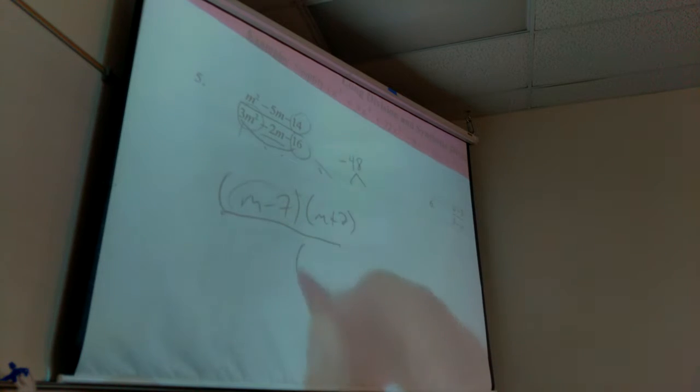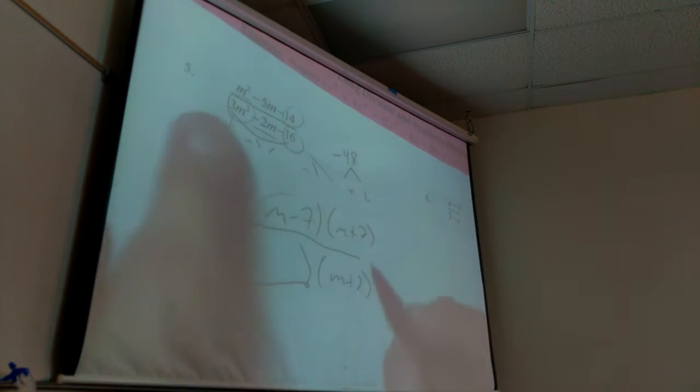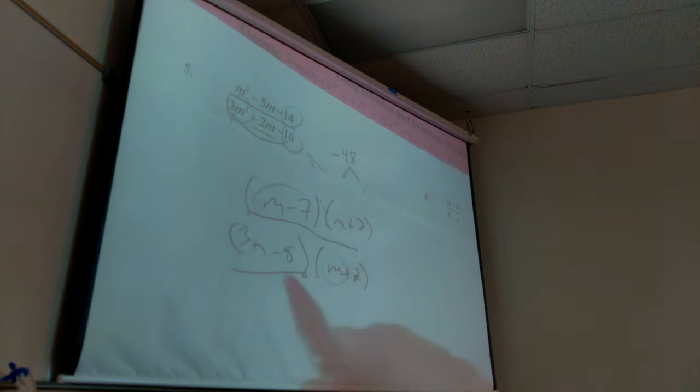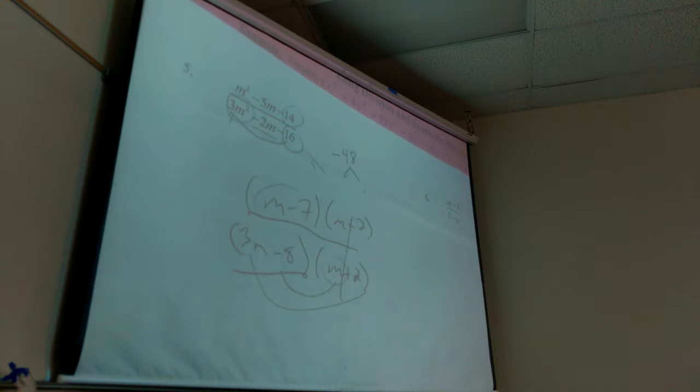So the bottom has to have an m plus 2. What goes here to make this work? Well, 3m squared is m times 3m. And to make negative 16, it's got to be 2 times negative 8. And just check, make sure you get the middle term. Negative 8m plus 6m is negative 2m, therefore that worked.